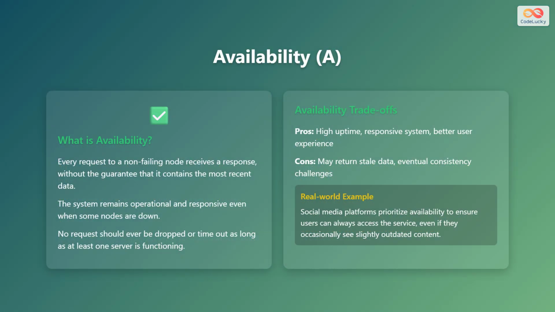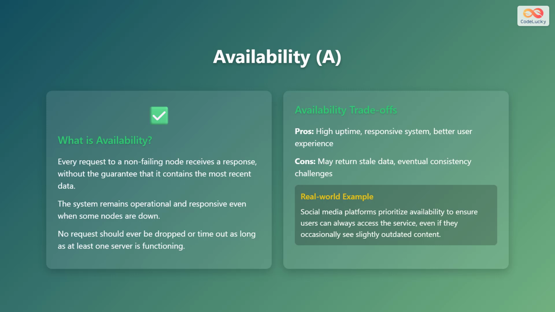Now let's discuss availability. Availability means that every request to a non-failing node receives a response, without the guarantee that it contains the most recent data. The system remains operational and responsive, even when some nodes are down. No request should ever be dropped or time out as long as at least one server is functioning.